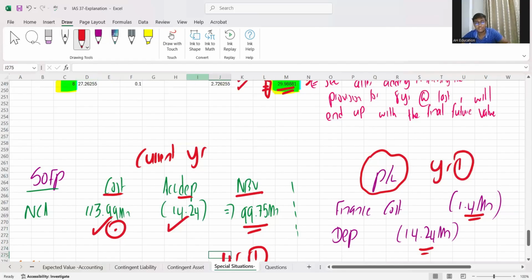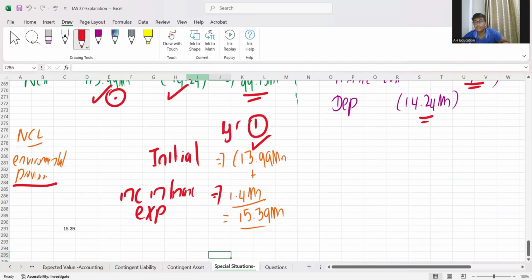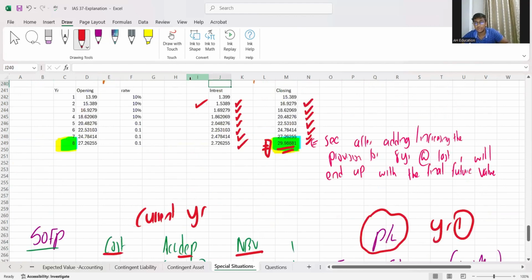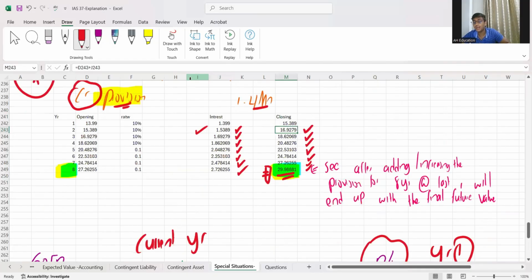Also, in terms of provision, you will be showing this amount for year 2, 16.9279. Try doing this alone and you all will be able to understand. If you all don't understand, please feel free to WhatsApp me.